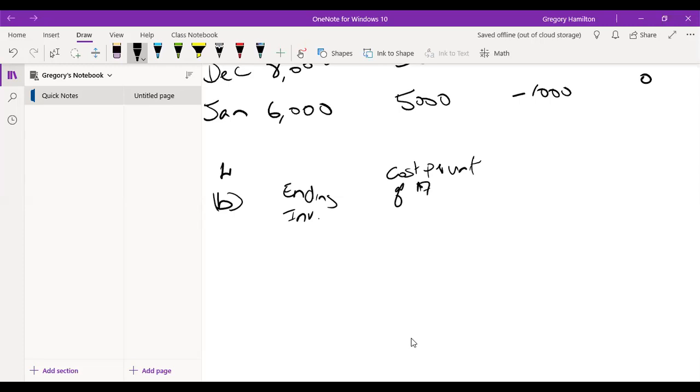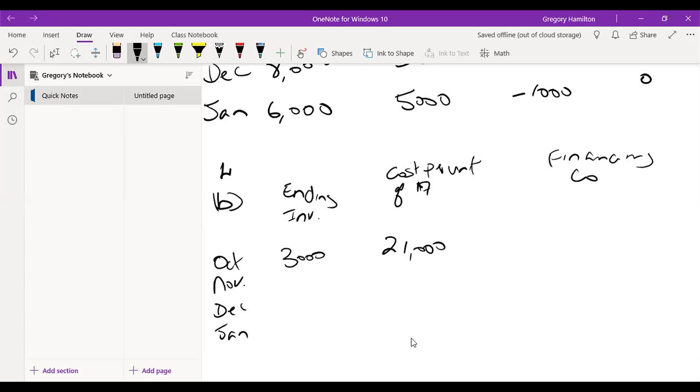Of $7. So in October, December, and January. In October, we know that ending inventory was 3,000. And so at a cost of $7, that would run that into $21,000.